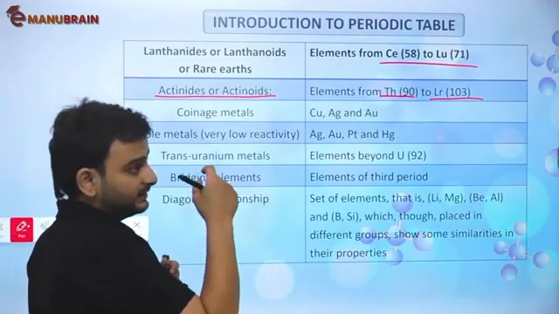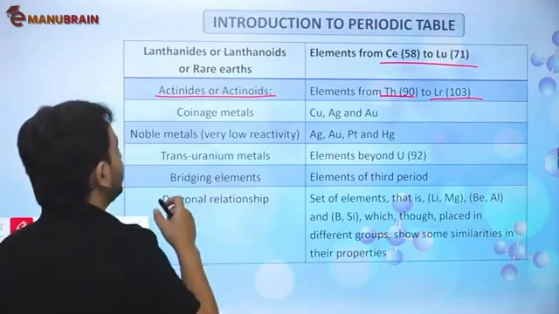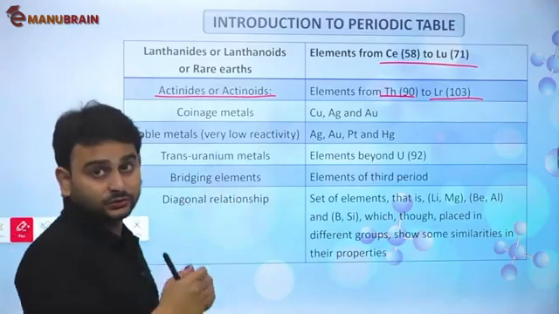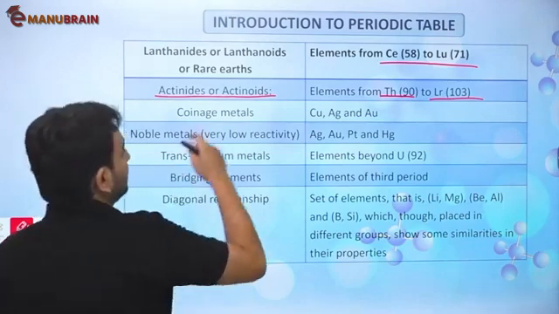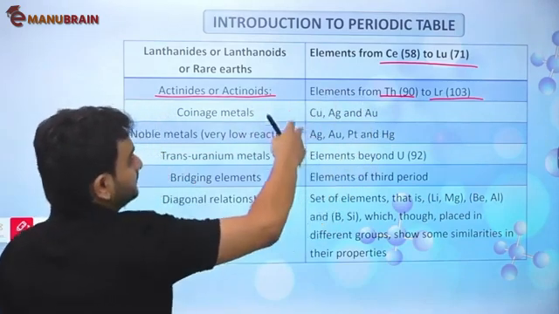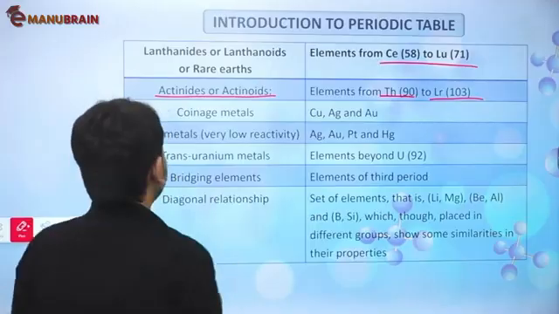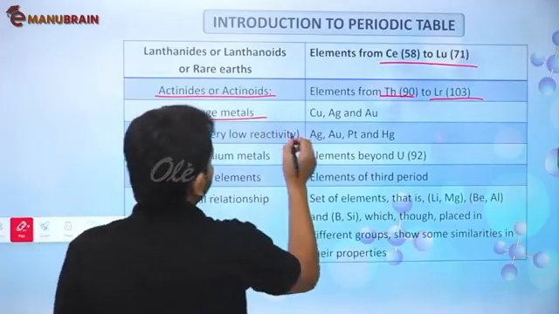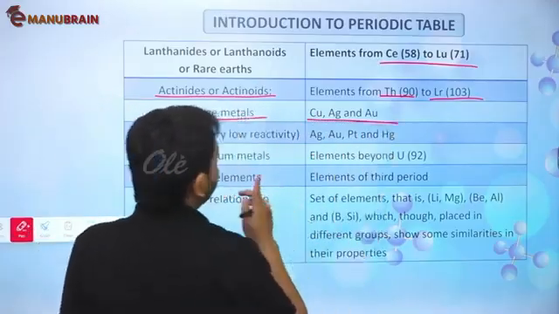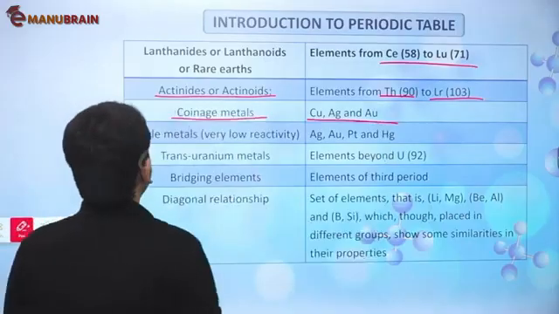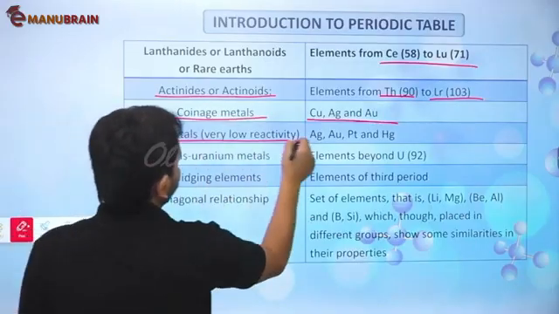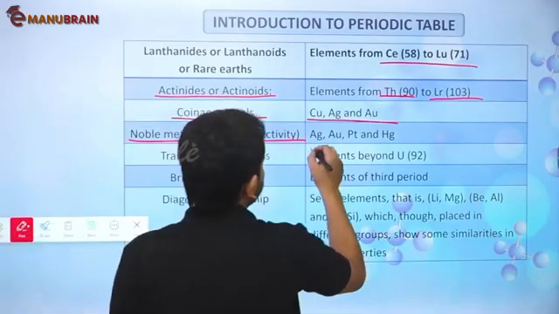So lanthanum and actinium show different properties in comparison to the other elements of the actinide and the lanthanide series, although they are named after them, right? Coinage metals, we've talked about them. They are in the same group: copper, silver, and gold. Very important, right? Noble metals, right? Very low reactivity, right? These are very important.